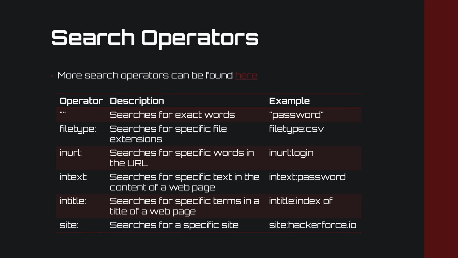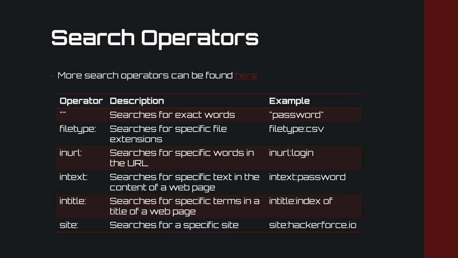In the first row, we have double quotation marks, which essentially searches for the exact results, case insensitive by the way, that are within the web pages. So as shown in the example column, searching for something like "password" would only return the results for pages containing the word password. In the second row, we have the filetype operator, which accepts a specific file extension and only returns the results that match the file extension. These file extensions can be anything such as PDF, CSV, conf for configuration files, and as you can see in the example column, something like filetype:csv would only return the results for CSV based documents.